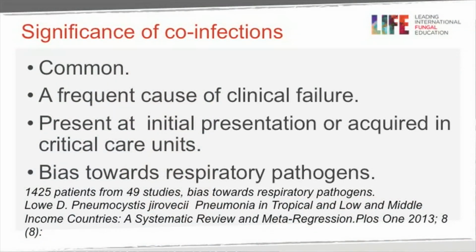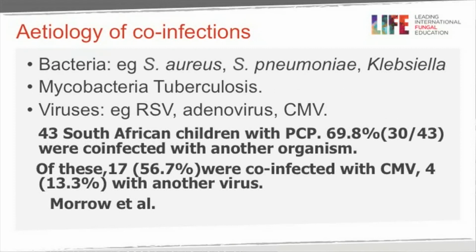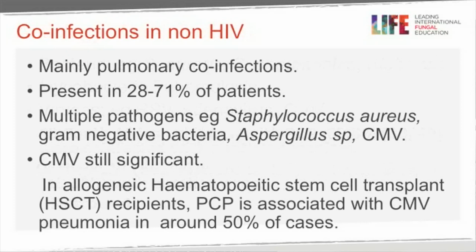Now, in a pool of about 1,400 patients from 49 studies, the co-infection bias is of course towards respiratory pathogens. What are these co-infections in Pneumocystis pneumonia? You could have bacterial infections, and the commonest are Staphylococcus aureus, Streptococcus pneumoniae, and Klebsiella. For the viruses, you may have RSV, adenovirus, or Cytomegalovirus, and you could also have Mycobacterium tuberculosis.